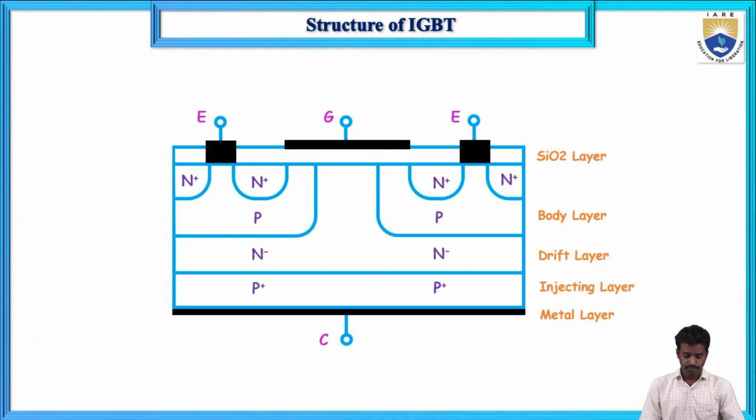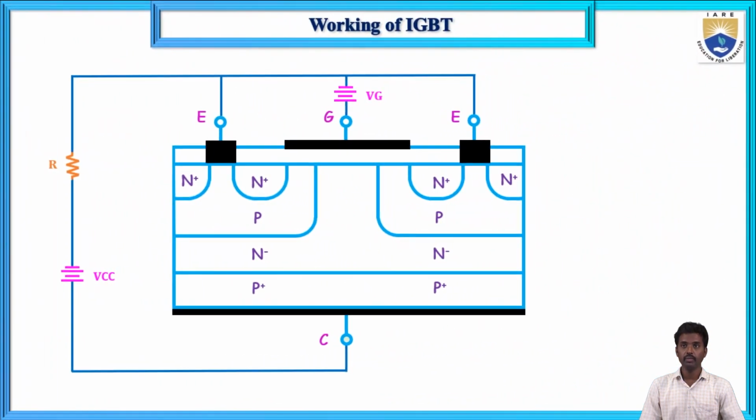So this is about the structure of the power IGBT. Now the working of the IGBT, how it works. First you connect the collector voltage positive and this negative. Now here we have junctions. This is the J1 junction, this is the J2 junction. Initially J1 is in forward bias and J2 is in reverse bias.